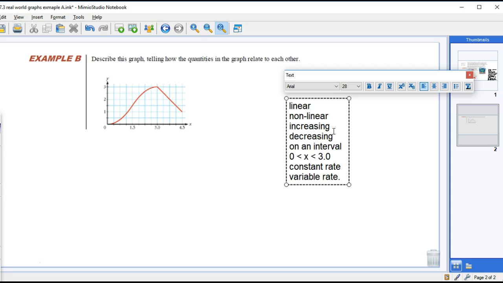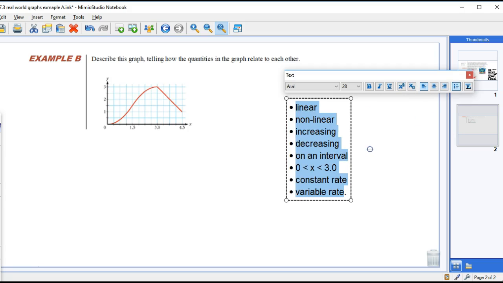Those are just some words that you probably want to be able to use to describe what's happening on a graph. So I will see if I can make those into bullets. There we go: linear, nonlinear, increasing, decreasing, on an interval. And there's an example of an interval. Then constant rate and variable rate. So there you go. Those are some good ways to describe a graph.